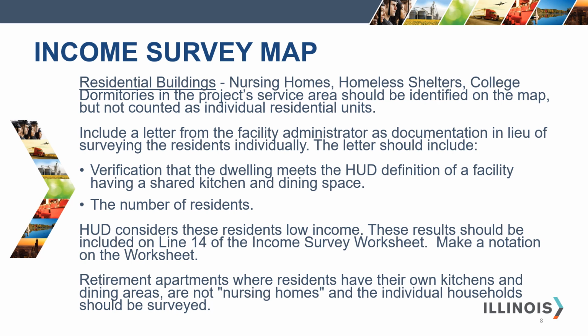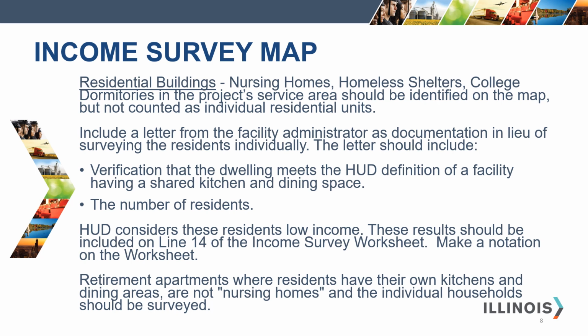Residential buildings like nursing homes, homeless shelters, and college dorms that are located in your project service area should be identified on your income survey map but not counted as individual residential units. You do not need to survey each of these units. Obtain a letter from the facility administrator that verifies the facility serves low-income residents and meets the HUD definition of a facility with a shared kitchen and dining area. The letter must include the number of residents in the facility.